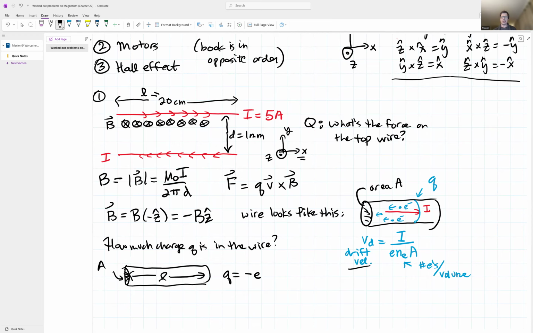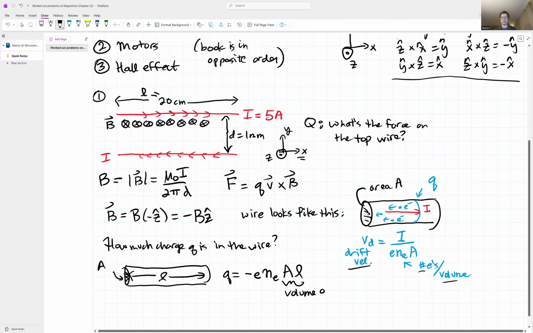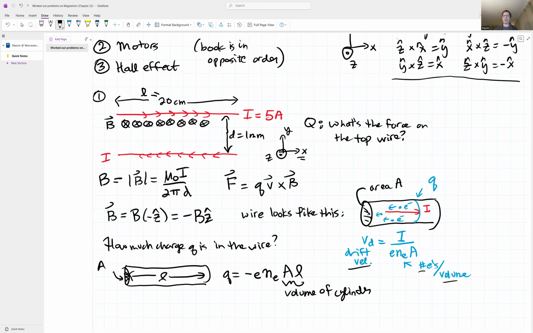Now you need the density of electrons times the volume, right? Because if you have the density, the number of electrons per volume, then you can get the total number of electrons by multiplying by the volume. And the volume is just A times L. This is the volume of the cylinder. Okay, so now we have basically everything we need.